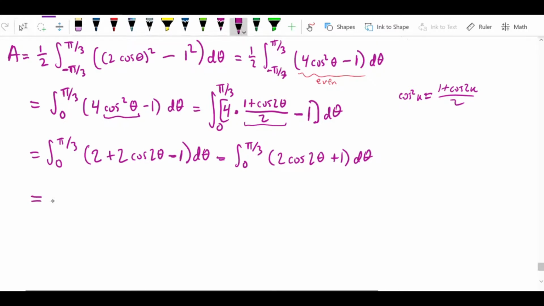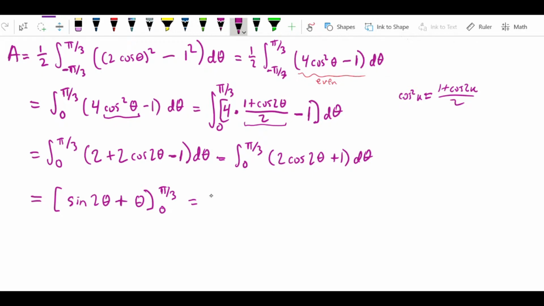This is where we find the antiderivative. The antiderivative of 2 cosine 2 theta is just sine of 2 theta. You can do that by u substitution if you want, but I think we're all familiar enough with the forms cosine ax and sine ax to be able to do that. So that's going to be sine of 2 theta plus theta going from 0 to pi over 3. We know that when we evaluate either sine of 2 theta or theta at 0, we're just going to get 0. So we simply plug in pi over 3.